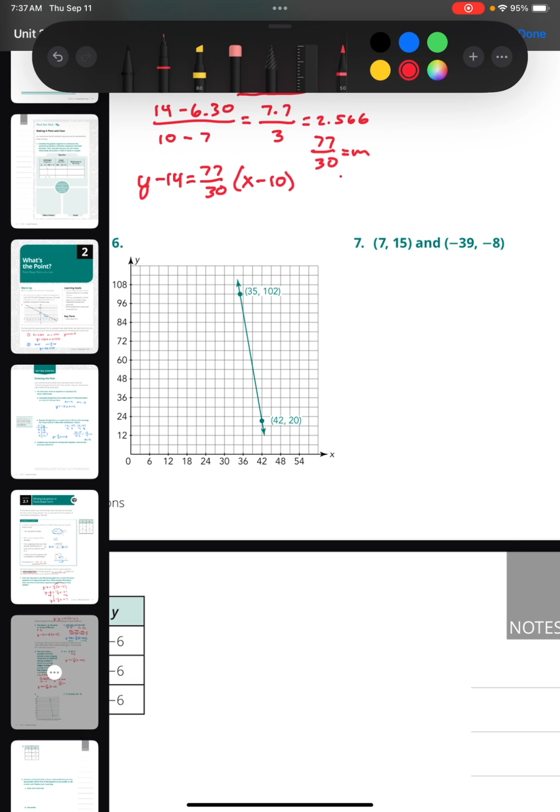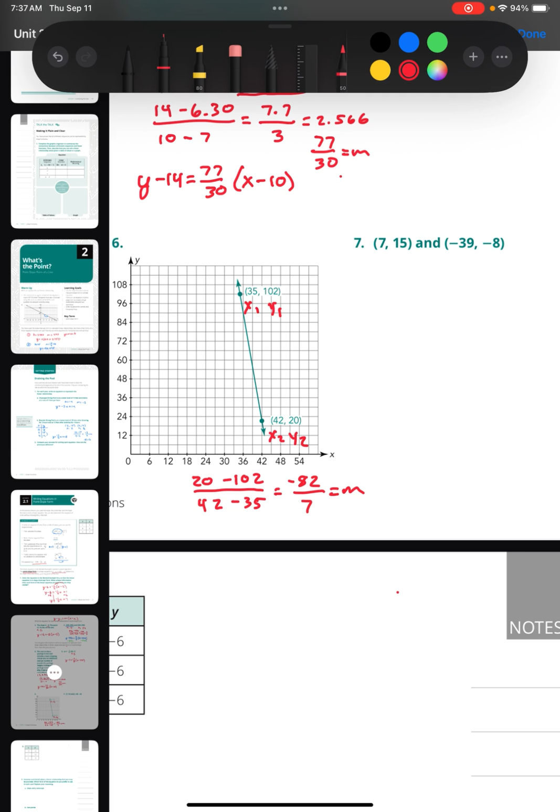Last two, again, we're gonna have to find slope. For number 6, the graph, I'm going to call this my x1, y1. I'm going to call this my x2, y2. So y2, 20 minus y1, 102. And then x2, 42 minus x1, 35. So if we subtract there, we're going to get negative 82 over 7. And if we divide that, and try to convert it back to a fraction, it cannot be reduced. So we're going to find that that is our slope.